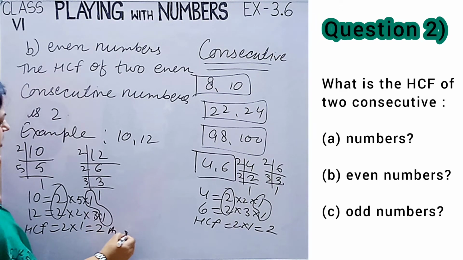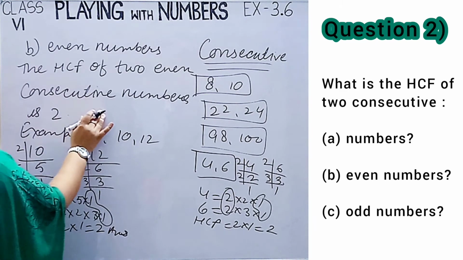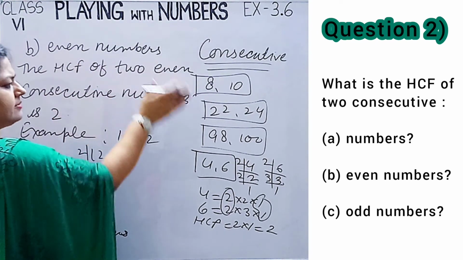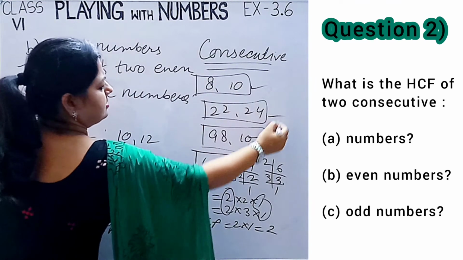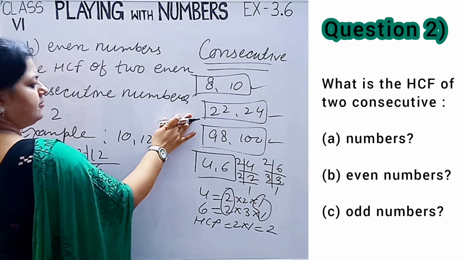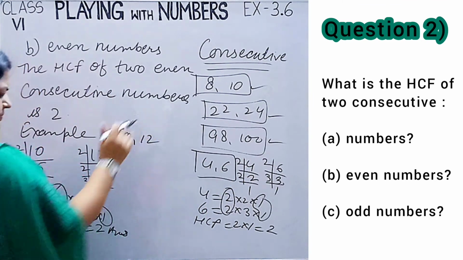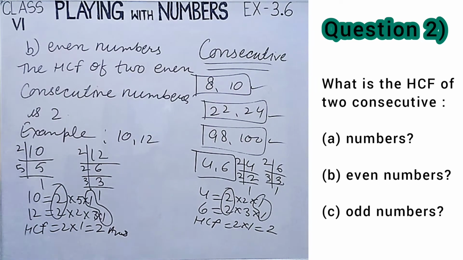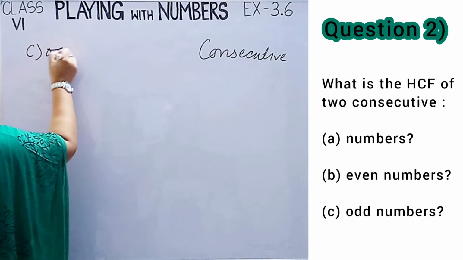Answer. It means whenever we have two consecutive even numbers, the HCF will always be 2. C. Odd numbers.